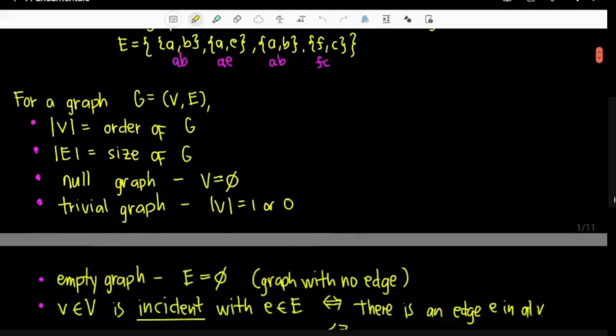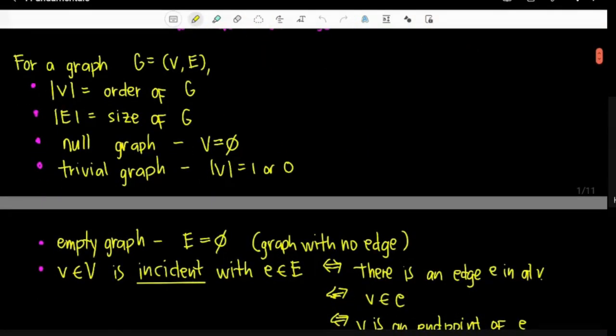For a graph G, the order of G is the number of vertices in G. So, that's the size of V. Or rather, I will not use the term size for the number of vertices kasi baka malito. So the cardinality of the set V. Yan. So the number of elements of V is the order of G, while the number of edges is the size of G.